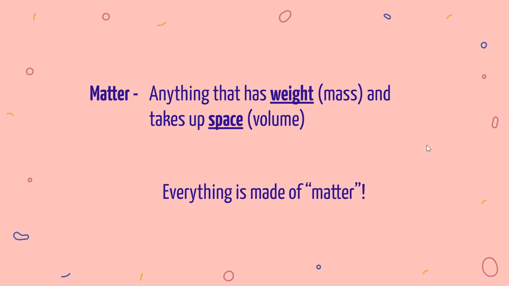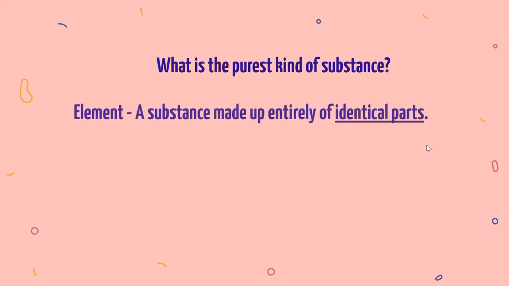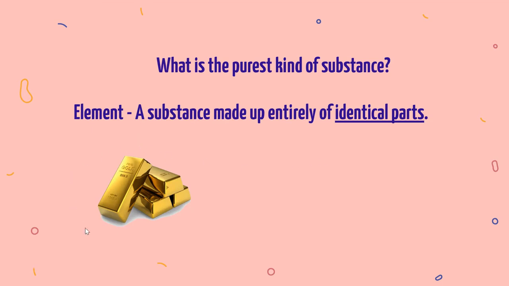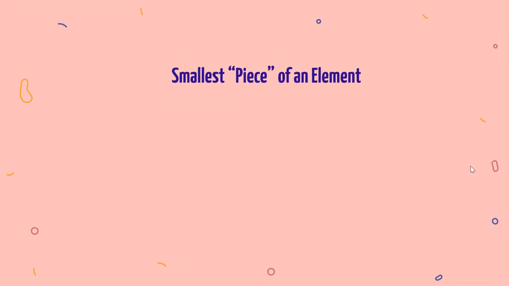So, what are the different types of matter? Well, the purest kind of substance, or the purest kind of matter, we refer to as an element. And this is a substance that is made up entirely of identical parts. So, take, for instance, these bars of gold. These bars of gold, every single part of them is the exact same thing. Same with this aluminum baking dish and this neon sign, the neon in the sign. Those are all elements. They're the purest kind of matter.